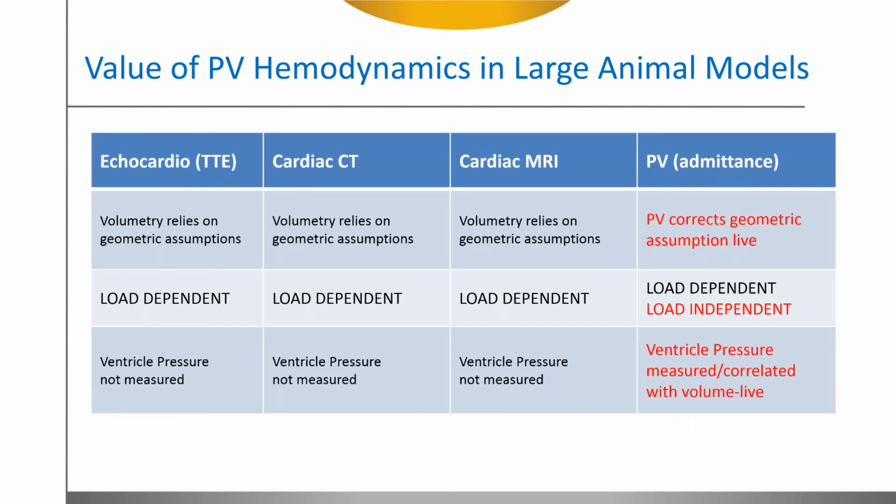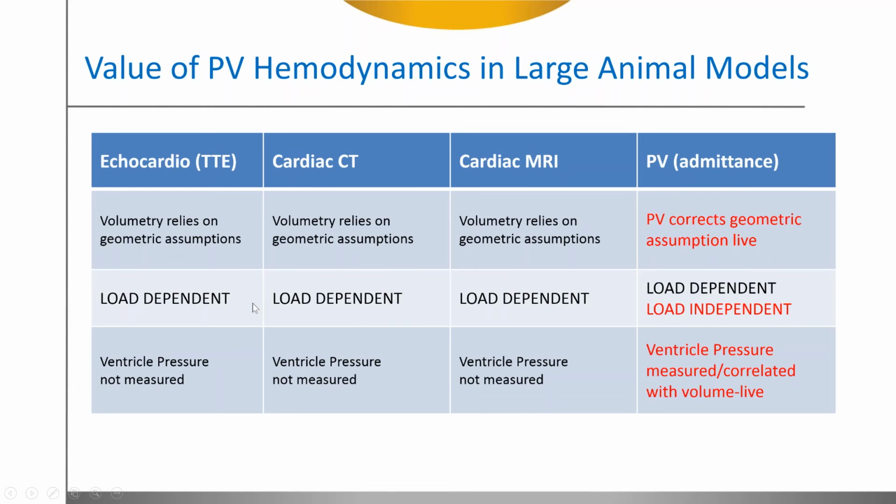The table on this slide shows other very important values of PV in large animal models. On this slide, four cardiac imaging techniques are presented, starting at your left: echo, TTE, cardiac CT, cardiac MRI, and PV admittance. Those four techniques I will discuss further. In the first row, I compared how the cardiac volume is currently assessed. Volumetry relies on geometric assumptions, also cardiac CT, also cardiac MRI, but the PV admittance technique uses correct geometric assumption live.